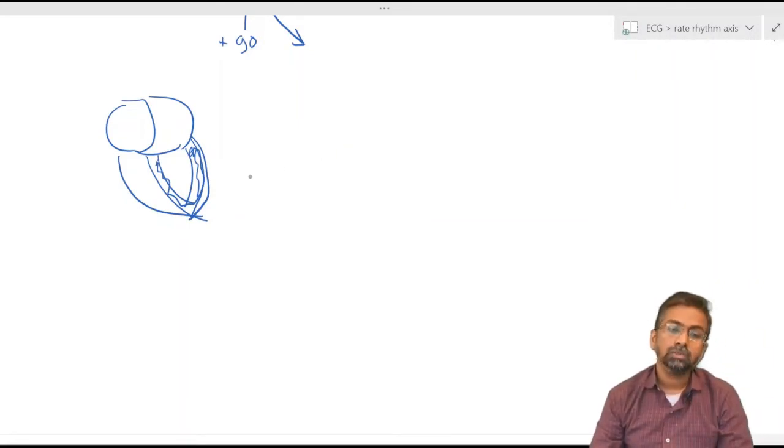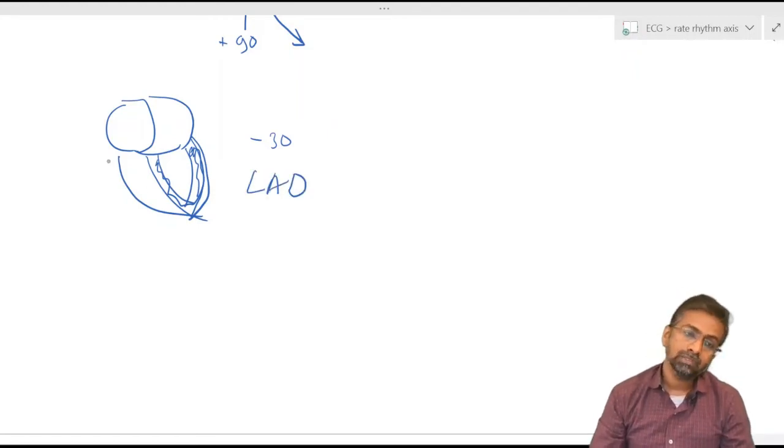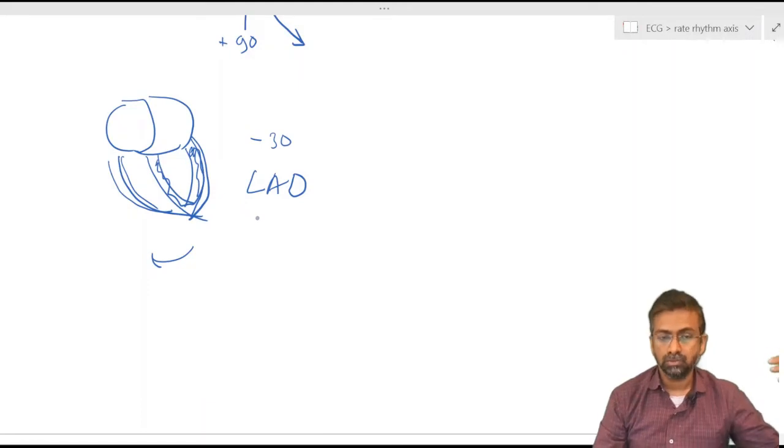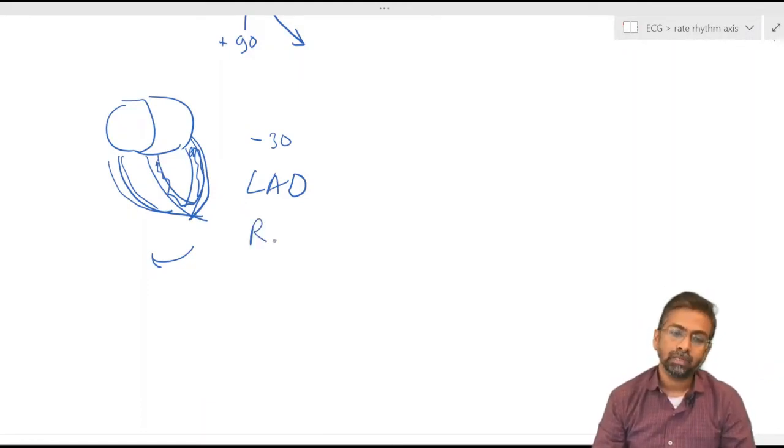Sometimes it may be less than minus 30. The axis may go less than minus 30. That condition is called left axis deviation. If there is a right ventricular hypertrophy, more current will flow towards the right, and the axis of the heart may be deviated towards the right. It will be more than plus 90. That will be a right axis deviation.